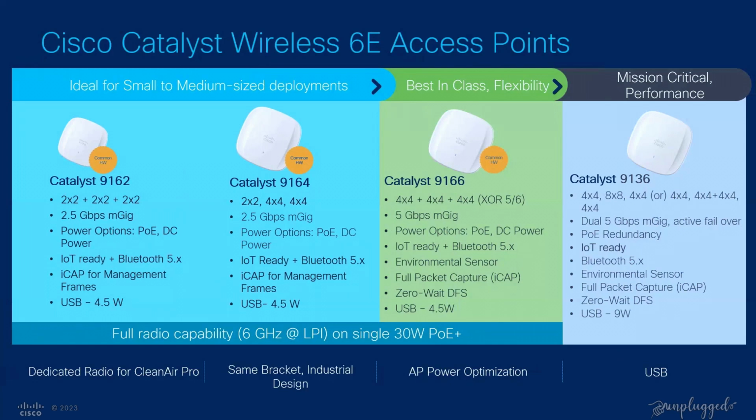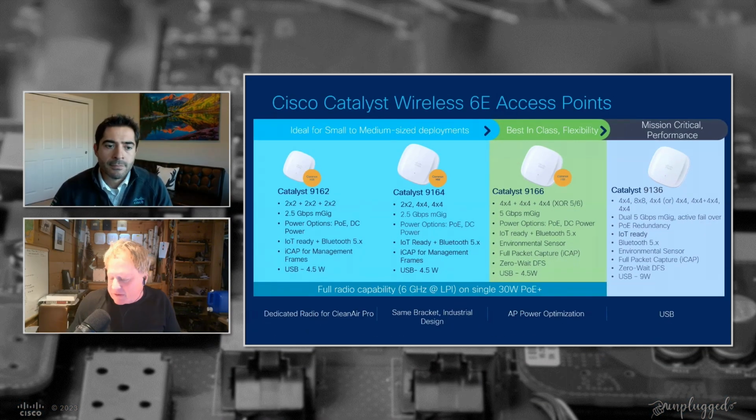We want to do a little bit of an advertisement here. These are the 6E access points that Cisco is currently offering. These are all indoor access points. We do have an outdoor access point. I'm not showing it. It's the 9167. Well, let's take a look at the indoor lineup.